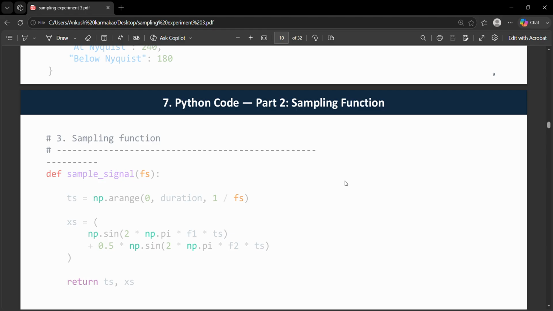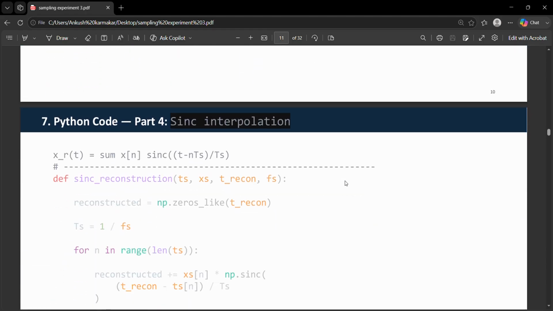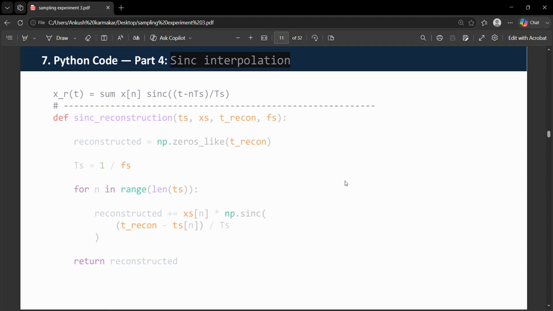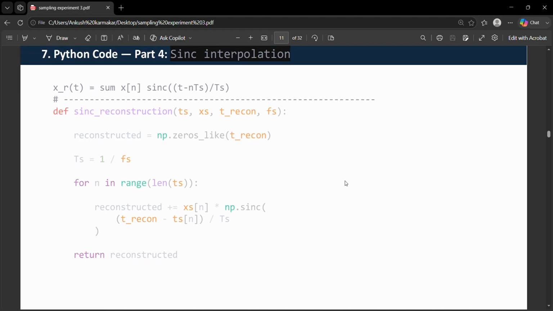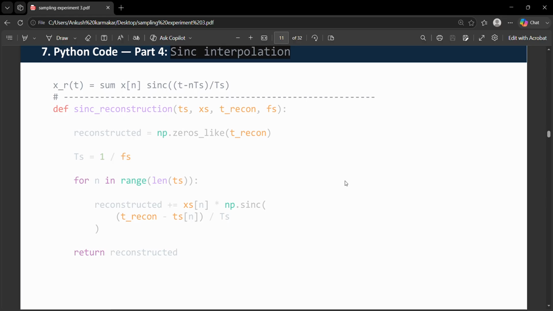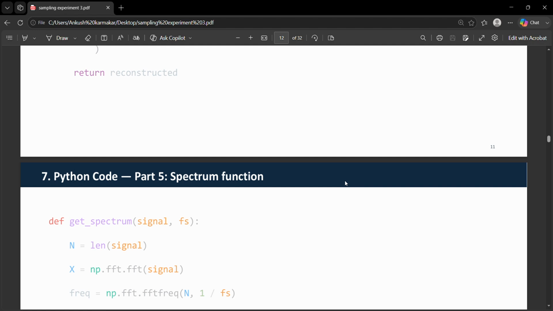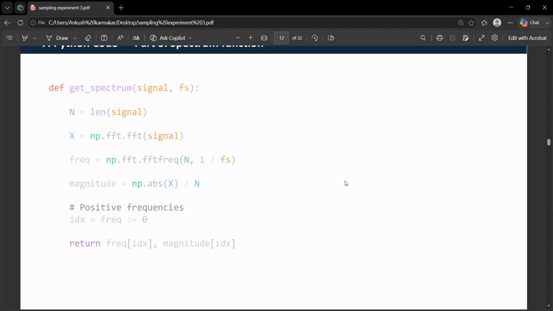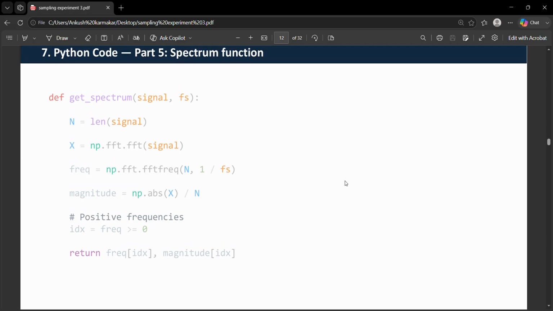Sinc interpolation. Each sample is multiplied by a shifted sinc function, and all these shifted sinc functions are added together. This gives the reconstructed continuous time waveform. Spectrum function. Here I use the fast Fourier transform, or FFT, to obtain the frequency domain representation. The magnitude spectrum is calculated and only the positive frequency part is used for the comparison.